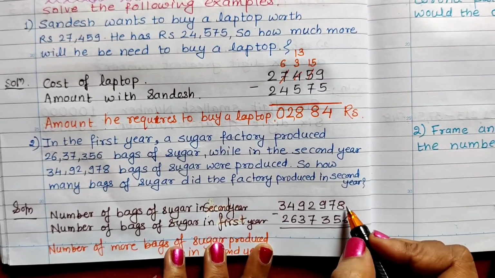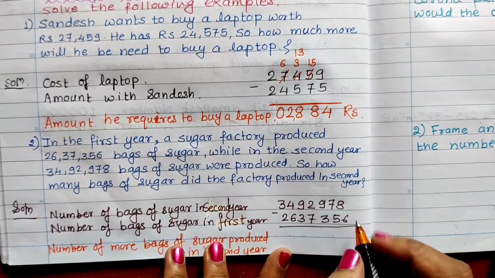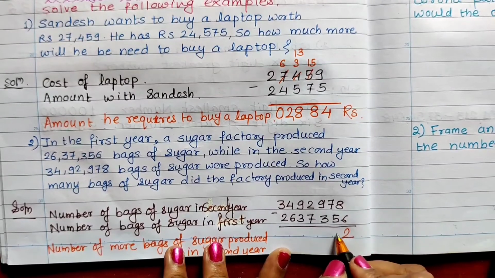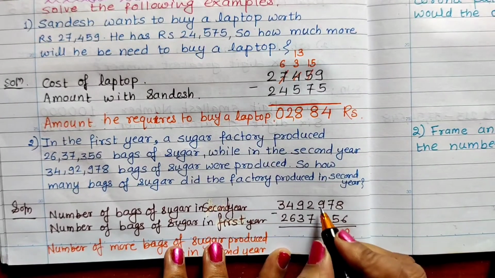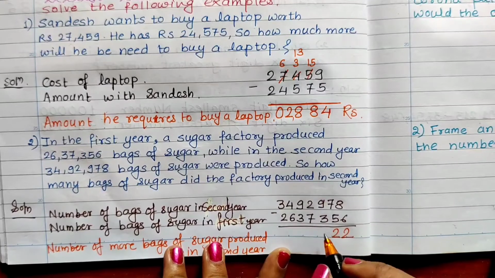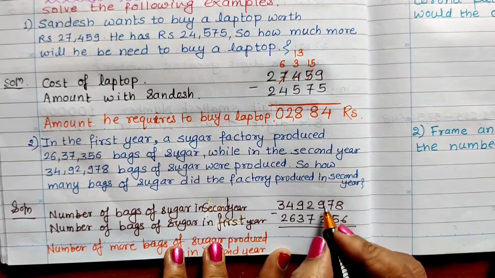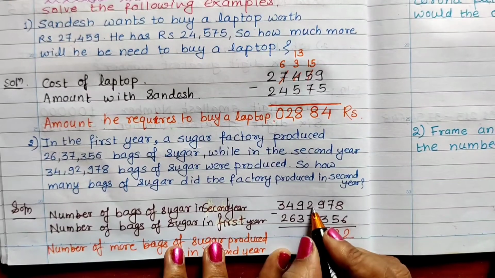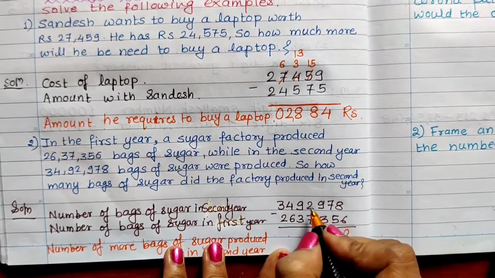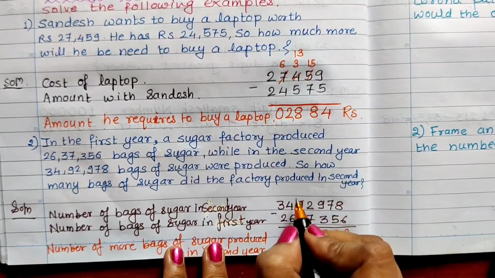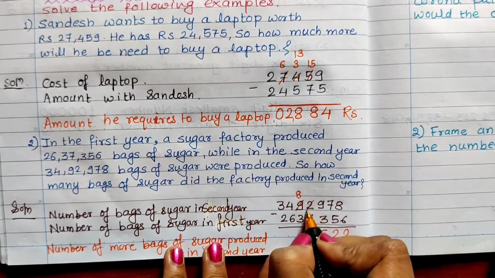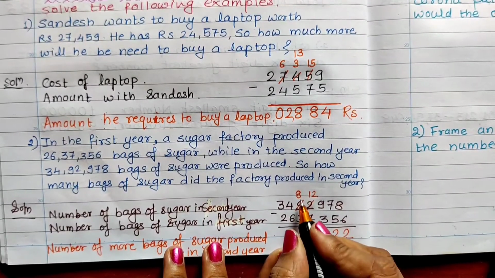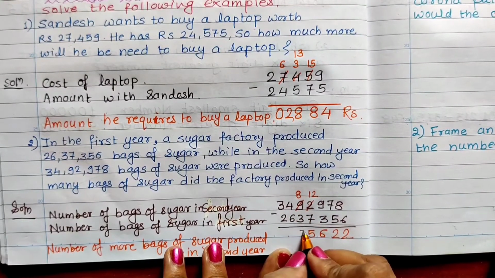8 minus 6, we start from the unit place. 8 is bigger, 6 is smaller, we can do 2. 7 minus 5, 7 is bigger, 5 is smaller, again 2. 9 minus 3, 9 is bigger, 3 is smaller, again we can subtract directly. 9 minus 3 is 6. Now next 2 minus 7, 2 is smaller, 7 is bigger. So we have to borrow 1 from this 9, 9 becomes 8, and this 2 becomes 12. 12 minus 7 is 5, we all know. 8 minus 3 can be done, which is 5.